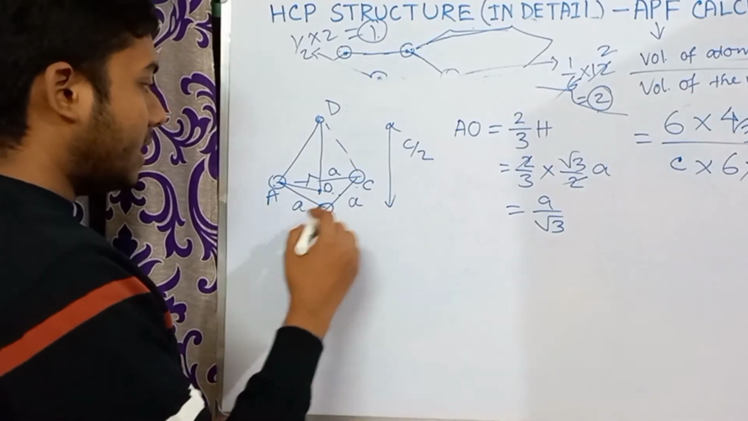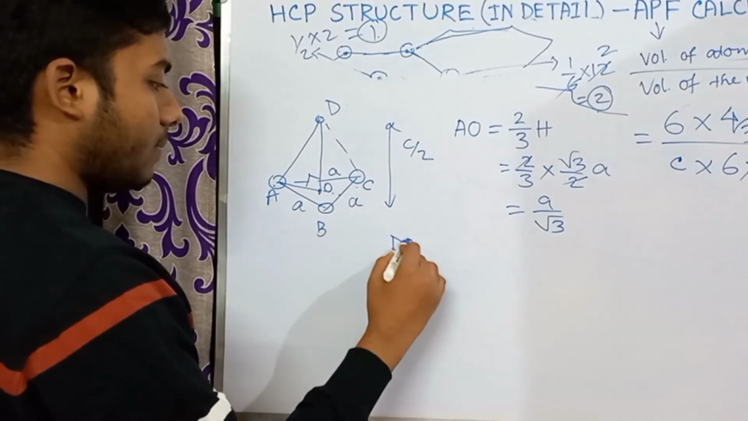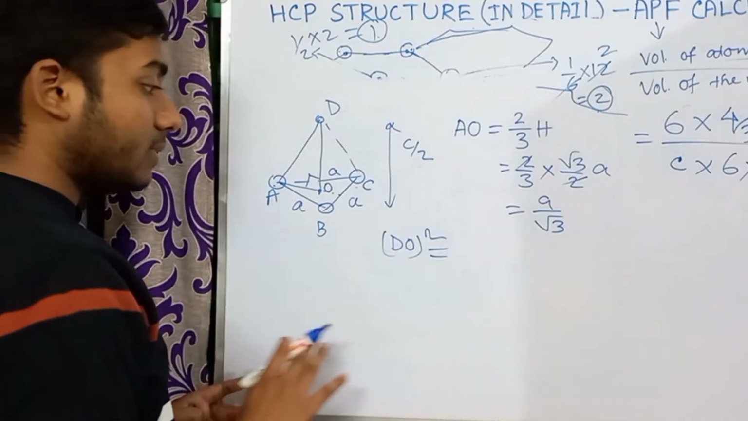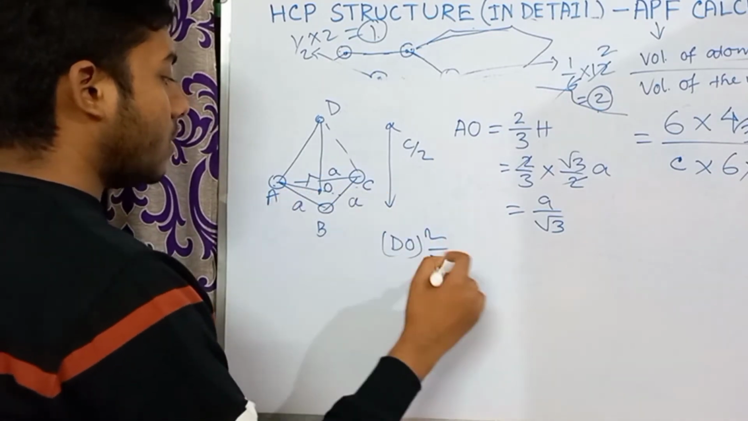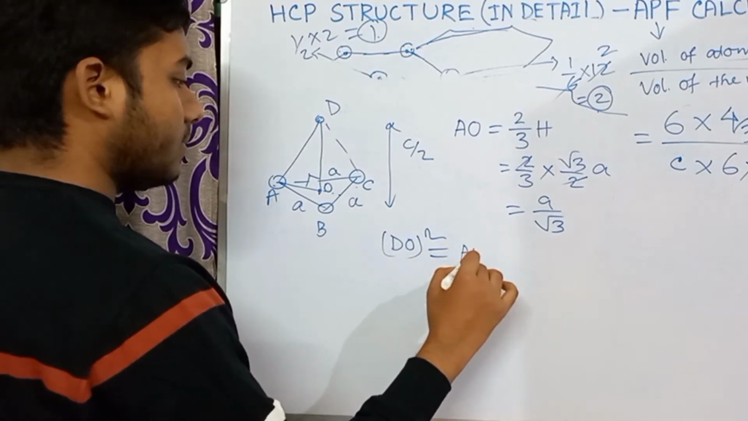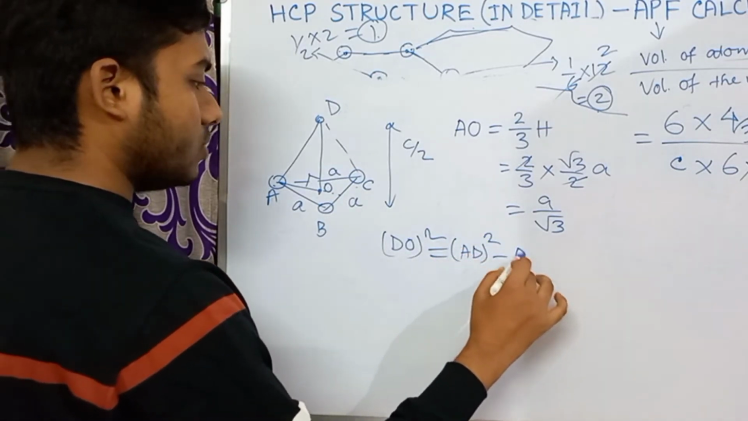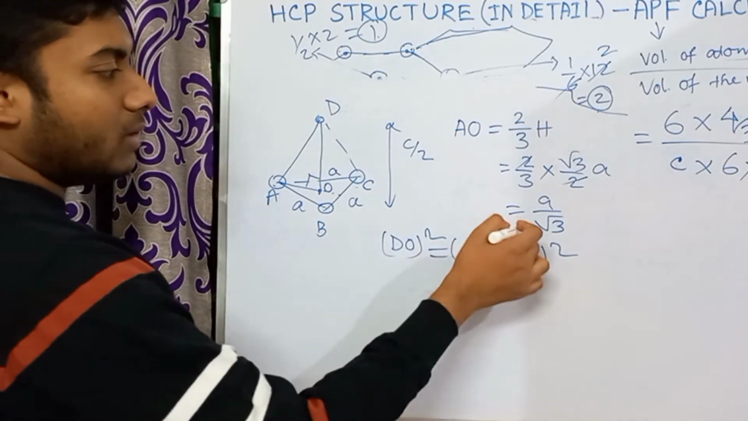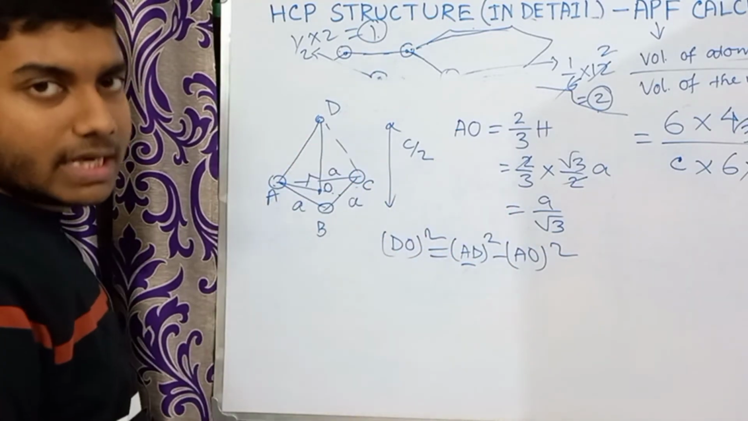I can just write DO square by rearranging the Pythagoras theorem. So DO square will be just AD square minus AO square. Now what is AD square? We have calculated AO square, but what is AD square?